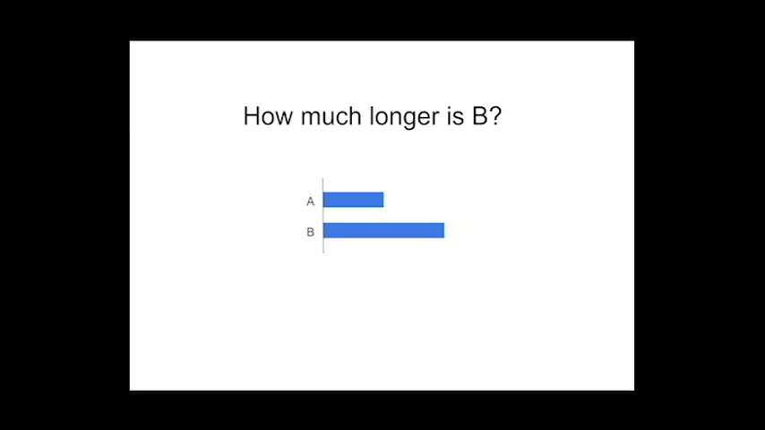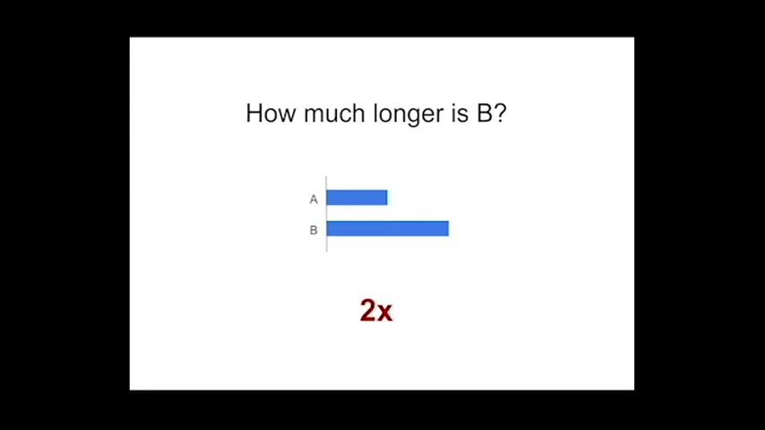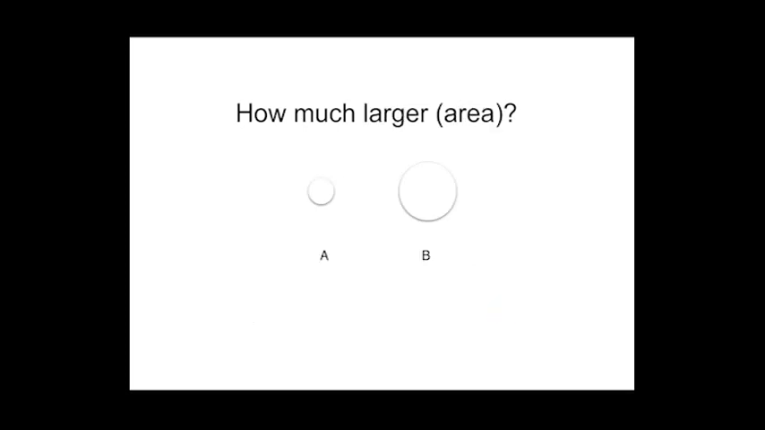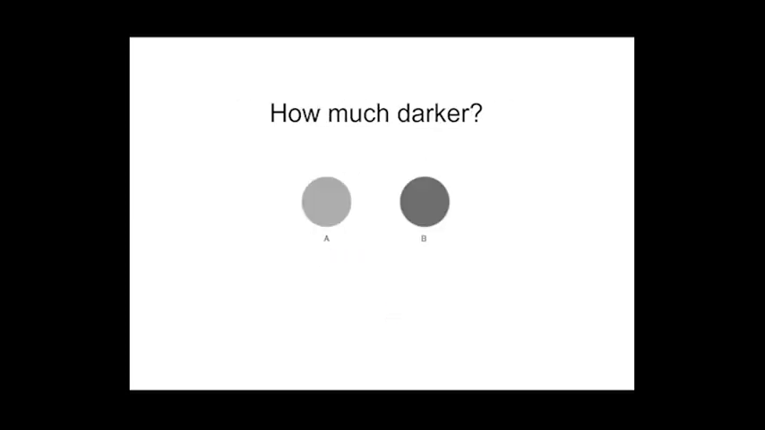So, how much longer is B? It's 2 times longer. Now how much longer is B? 4 times. How much steeper is line A? 4 times. How much larger is circle B? It's 5 times. How much larger is circle B now? 2 times. How much darker is circle B? 2 times.